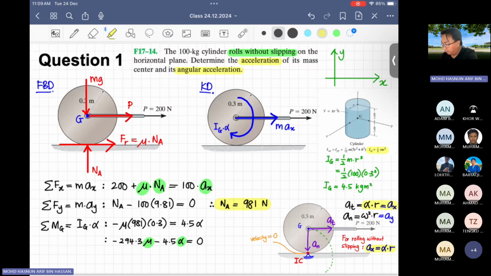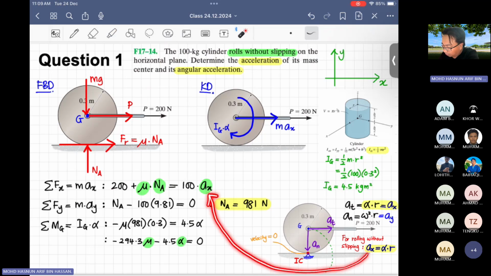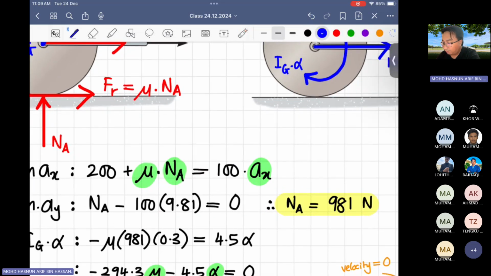So what can we do here? We can use this AX equal to alpha times R to replace the AX in the first equation, so that we will have only two unknowns with two equations, instead of three unknowns like what we have right now. So from here, we can rewrite this to become 100 times alpha times R, which is 0.3.